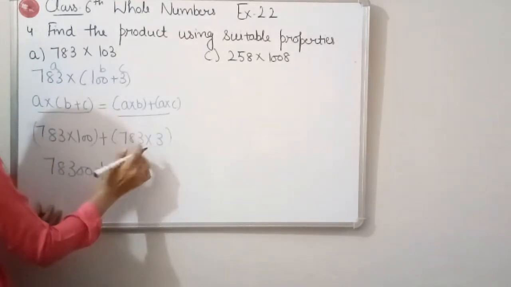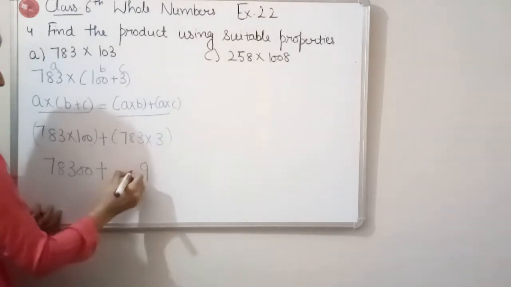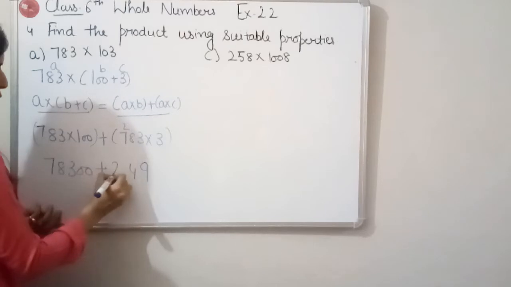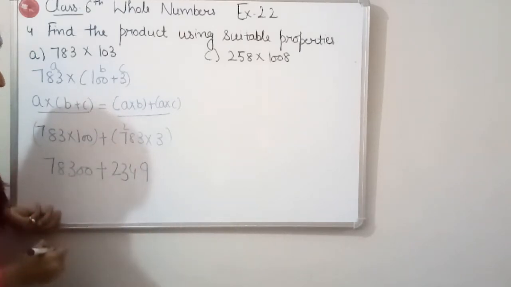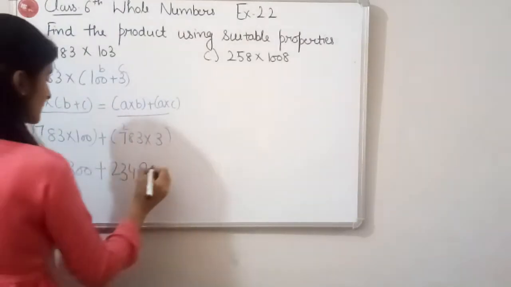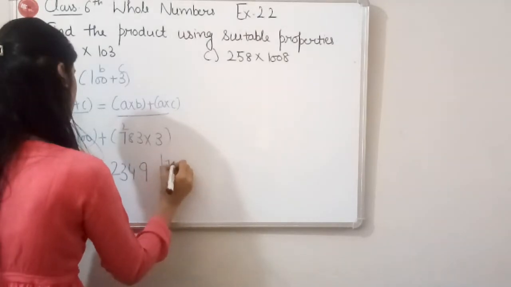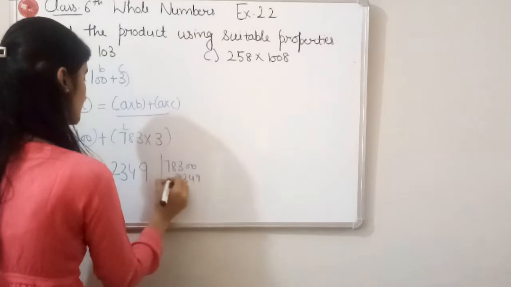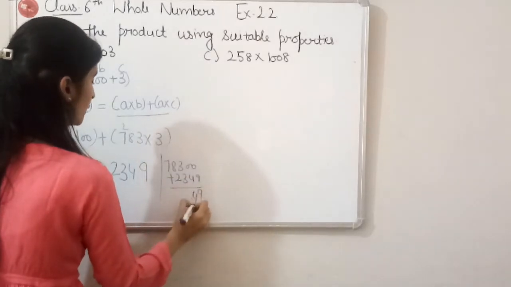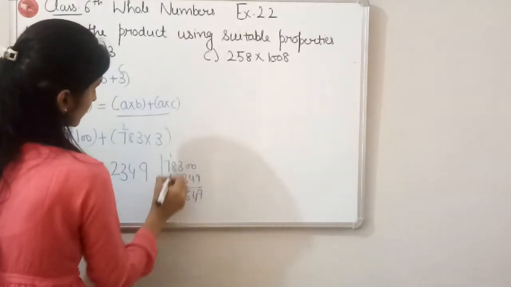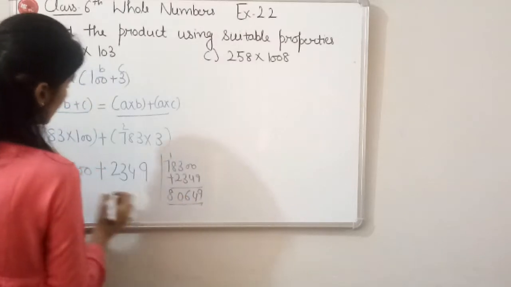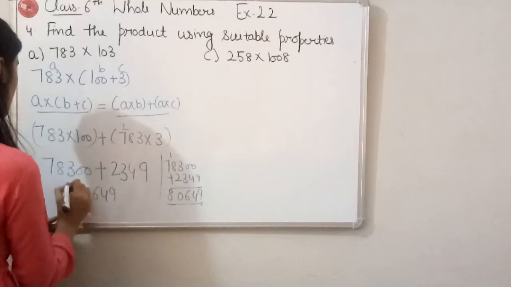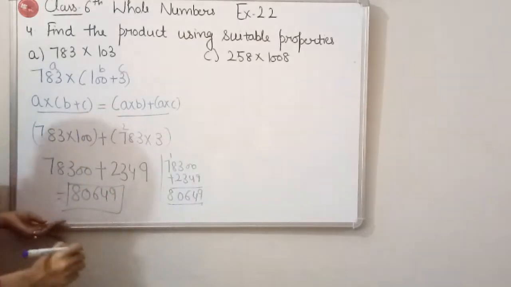78300 plus, 3 3s are 9, 3 8s are 24, 3 7s are 21, 21 and 2, 23. Now we can add it. So that will be equal to 9, 4, 6, 8 and 2, 10, 7 and 1, 8. So that will be equal to 80649. So this will be our answer.